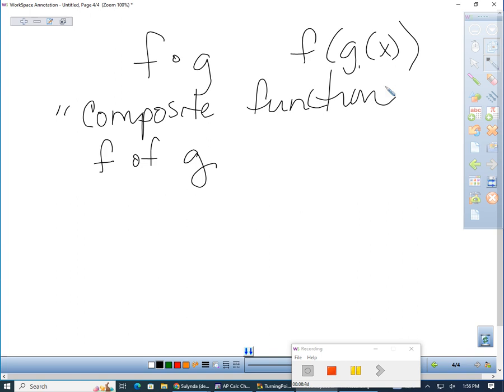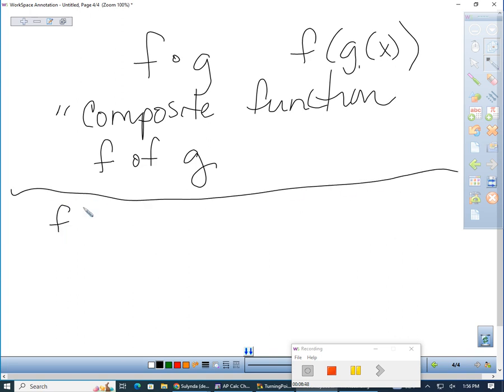So now the way these work is where this x is, you're going to be given a number. You take that number and you plug it into the g, get out a number. You take that number and plug it into the f. So, let me show you.